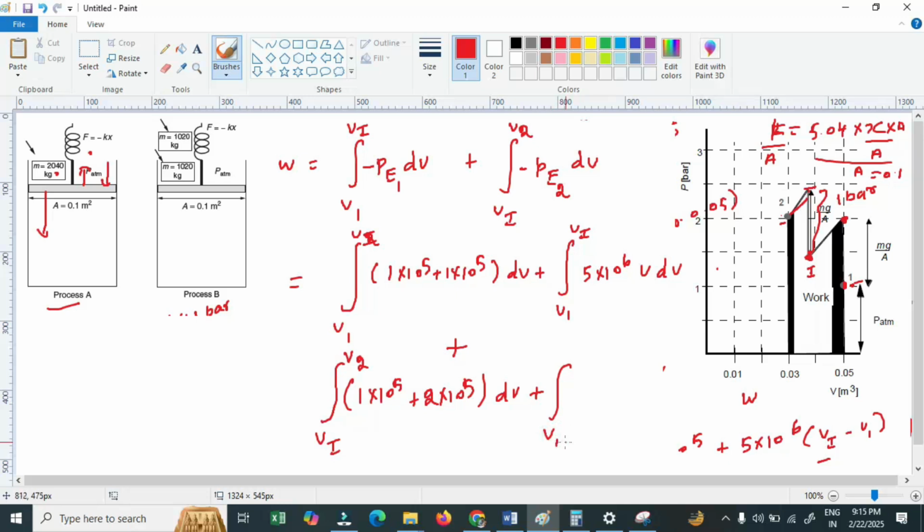Plus integrate from V intermediate to V2, the spring force is the same, 5 into 10 power 6, V into dV. If you integrate this, V square divided by 2, I have already done this in part A, and if you substitute all the values and integrate, the work done will be 3.8 into 10 power 3 joule, that is 3.8 kilojoules.